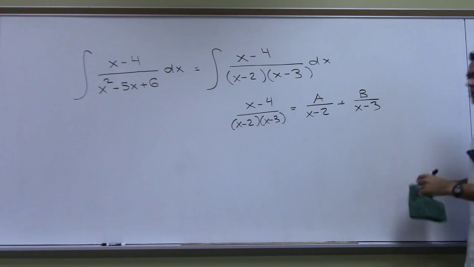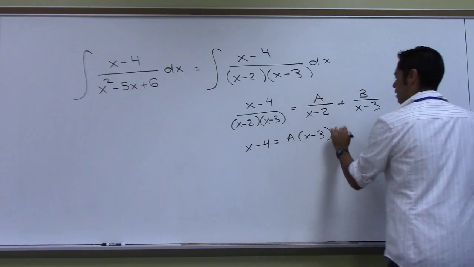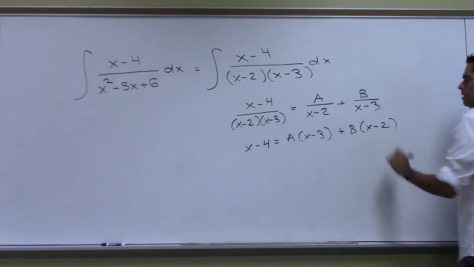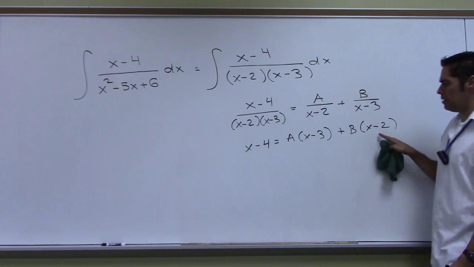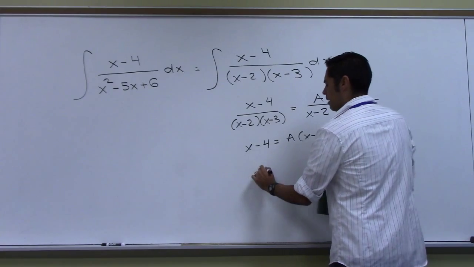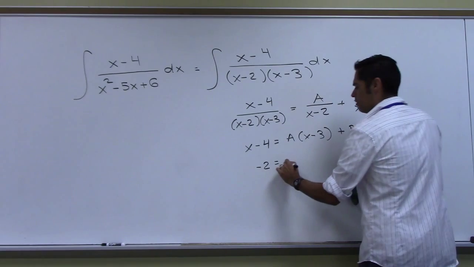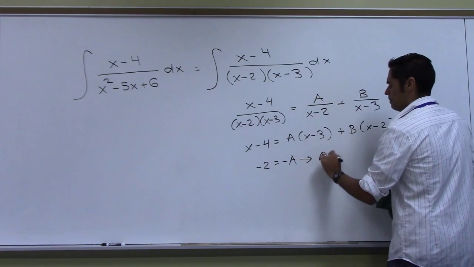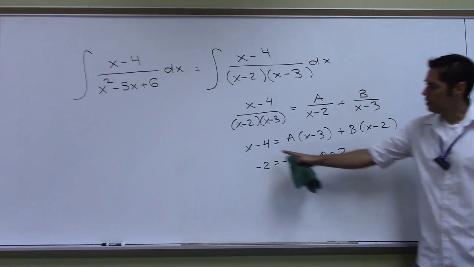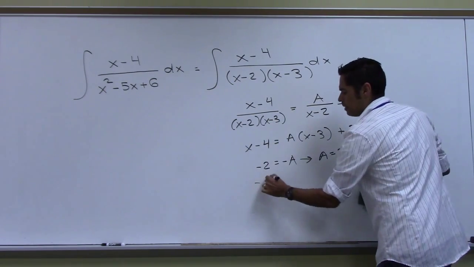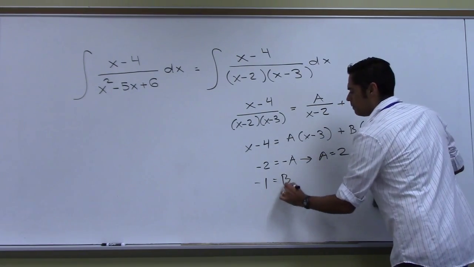And then you play your little game here, and you should get this. And then let's see, if you want to kill this one off, you let x be what? 2, right? If I let x be 2 here, we get negative 2. If I let x be 2 here, negative 1, so negative A. That means A is 2. And then if I want to kill off this one, I let x be 3. So I put a 3 here, I get negative 1 equals, that one's gone. Put a 3 here, I just get B. So B is negative 1.